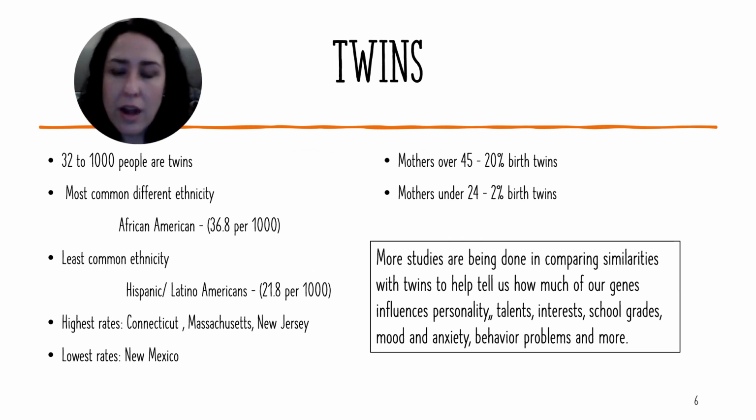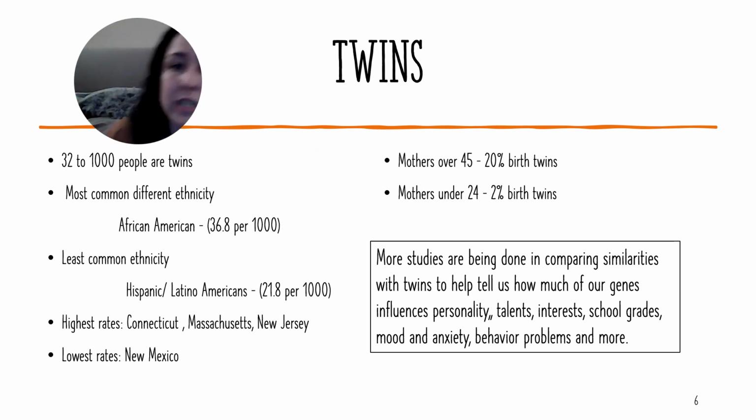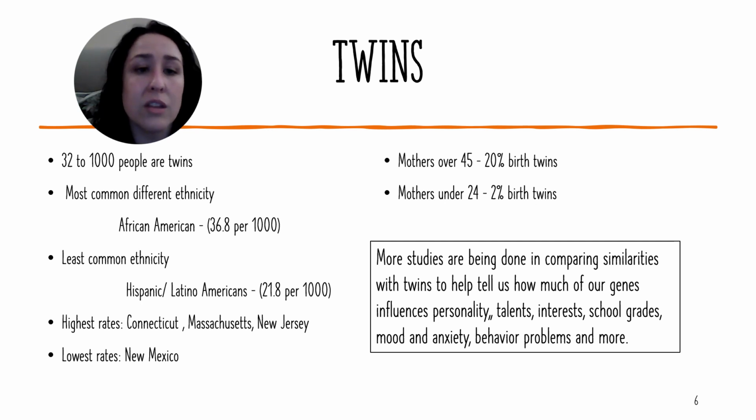Some of the things that I was really interested in looking into is just how rare twins are. Only 32 in 1,000 people are twins. They are most common in different ethnicities. For African Americans, you can see that they are most common in that ethnicity, and you will find twins in Hispanic and Latino very rare.